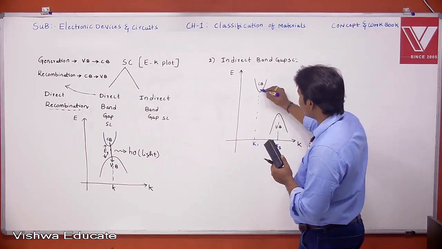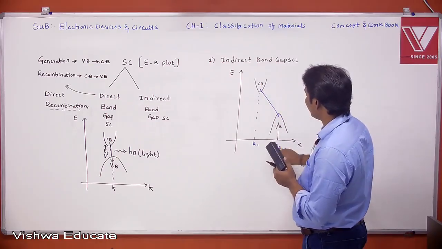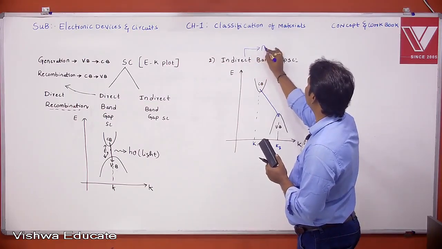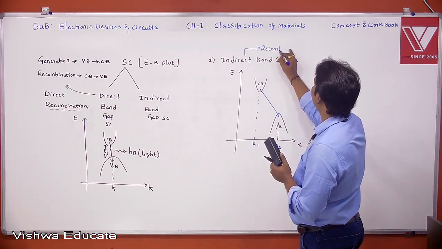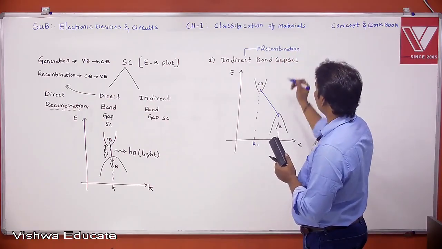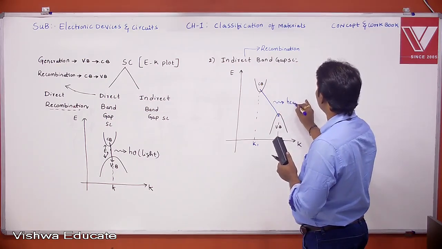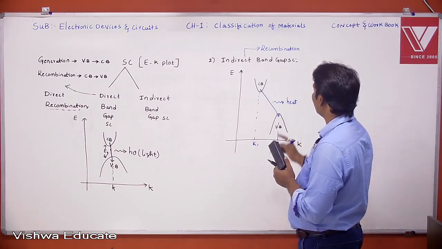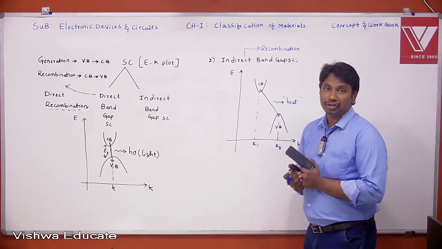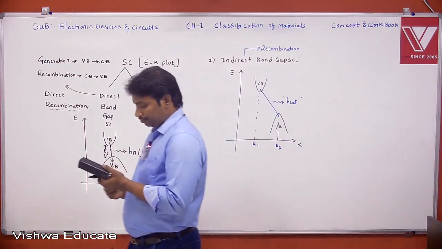See, when an electron is coming from conduction band to valency band at different momentums, it is called what actually? Indirect recombination. During this indirect recombination, my electron releases energy in the form of what actually? Heat. Okay? Heat energy. This heat energy is almost equal to what actually? Energy gap. Okay?